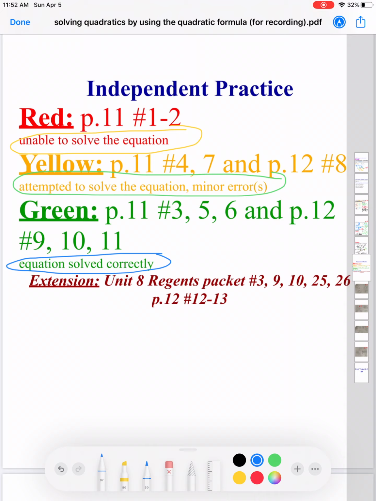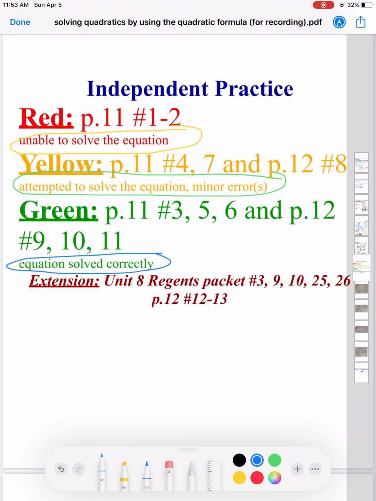You'll notice that the problems for this lesson jump around a little bit. They're not necessarily in order, but they all come from page 11 and page 12 in your notes packet. So I want you to pause this video now, take about 10 to 15 minutes to work on these problems. Please go nice and slowly, show all of your work and use a calculator, and then you can come back here to check your answers.